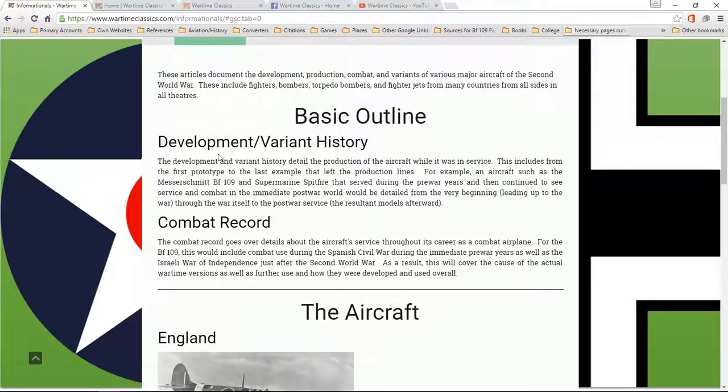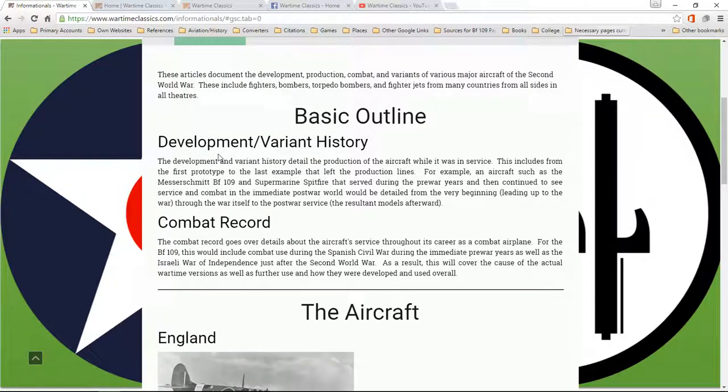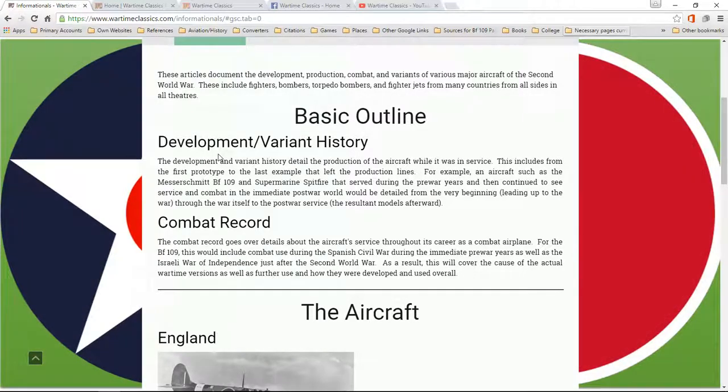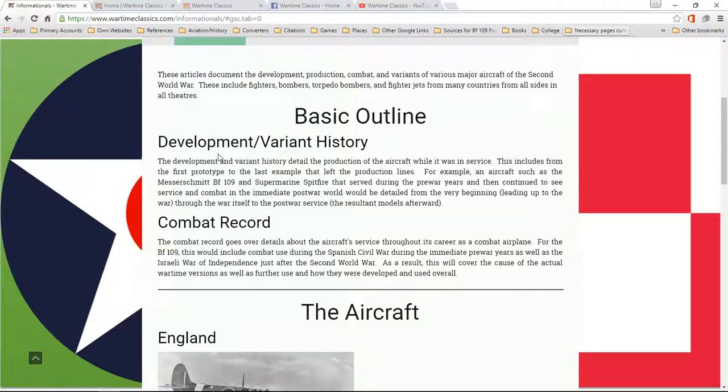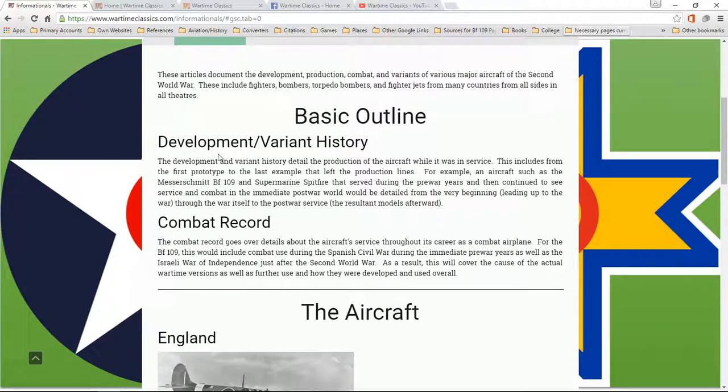The development and variant history covers just the variants and any changes that were made and what the impact of that was, historically speaking. The combat record is much more explicitly related to the combat in which the aircraft was used, so where it was used, who used it, etc.